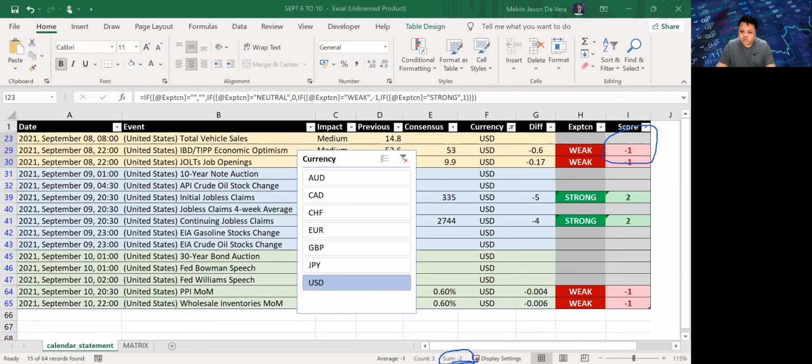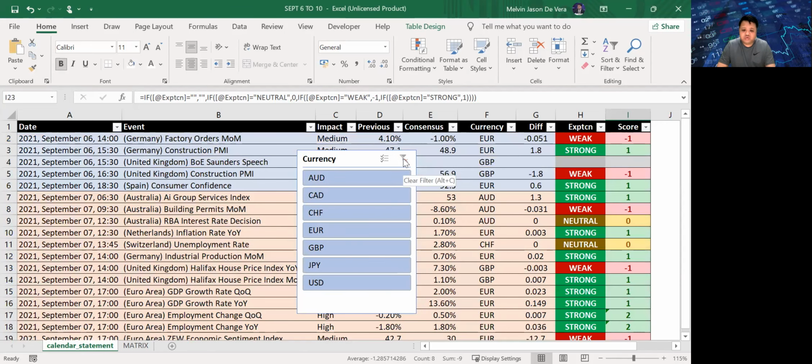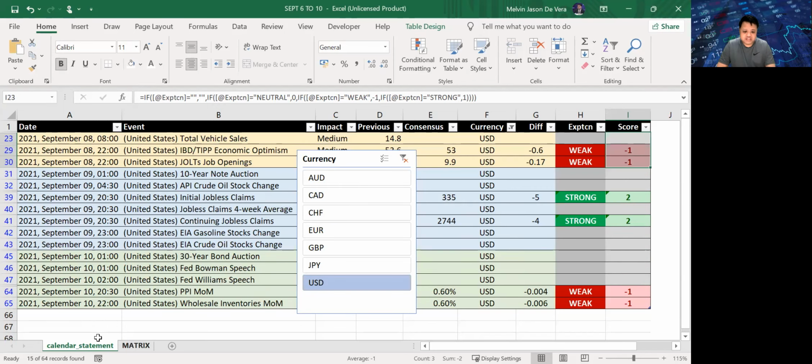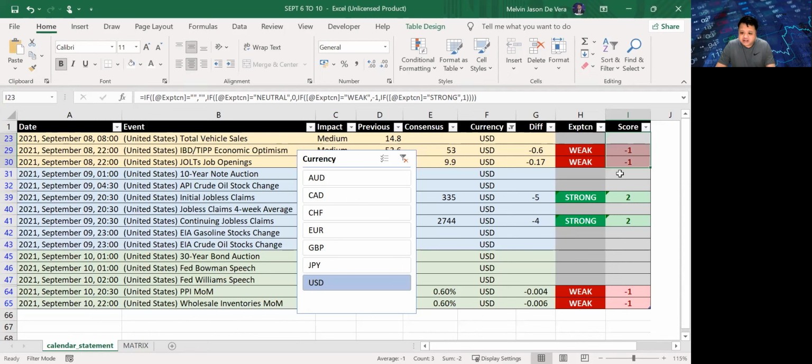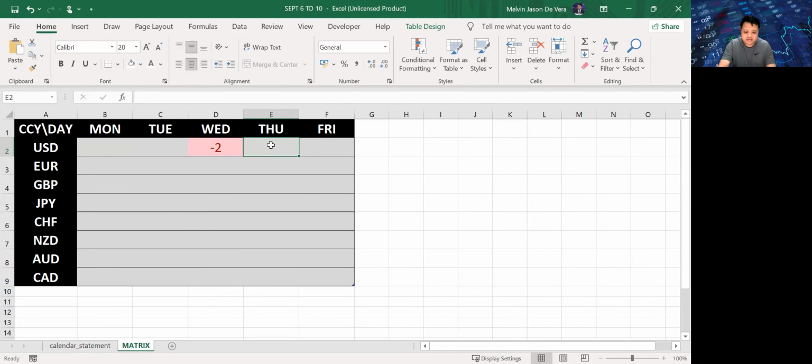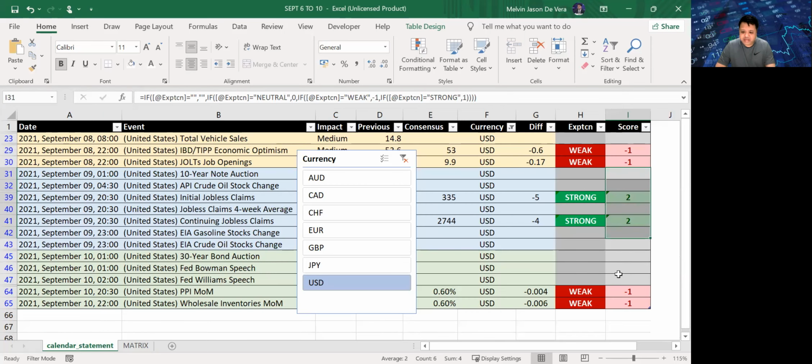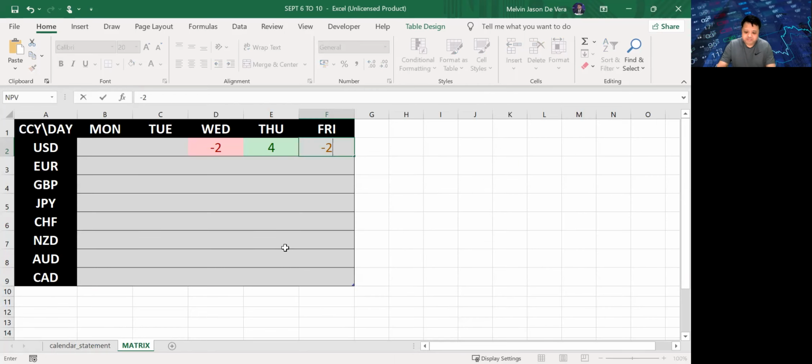The sum is negative 2. Right? The sum is negative 2. Therefore, I'm going now to go to my matrix and put September 8. This is September 6, 7, 8. Negative 2. Alright. Now, let's see the other days. September 9. We have positive 4. So go to the matrix. This is September 9, 4. And then we have September 10. All right. We have negative 2. Okay. So negative 2.